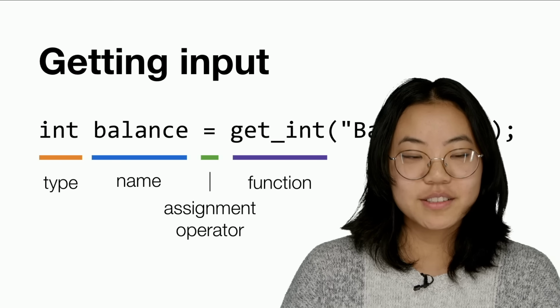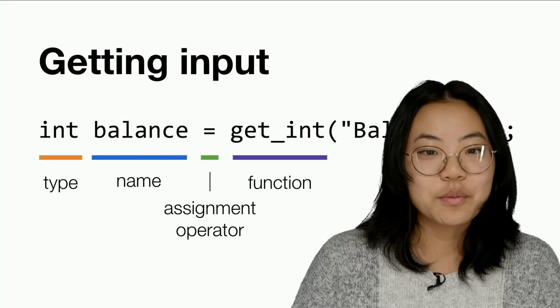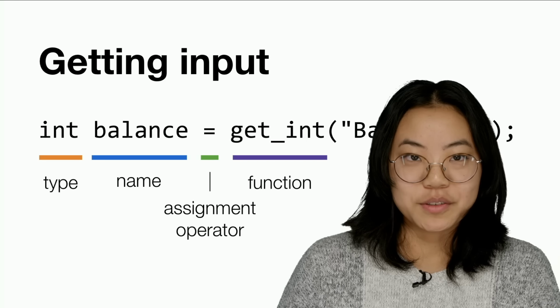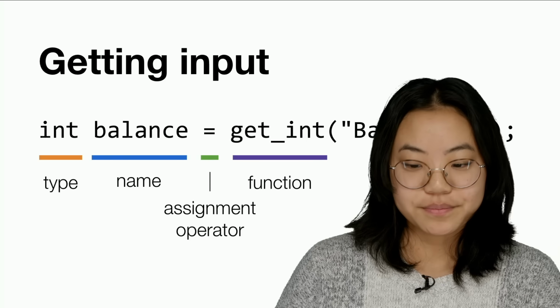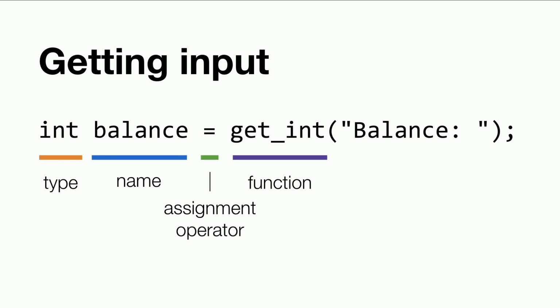Okay. So we've seen that we can set values to variables, like balance equals 20, but let's say we wanted to get input from the user. So in this case, we've used a getInt function, which is something included in CS50x, and we have the integer type, again, balance is the name, and then we're assigning it to not just a value now, it's the value that this function, getInt, returns. So getInt will prompt the user to enter a balance, and that value will be stored in the variable called balance.